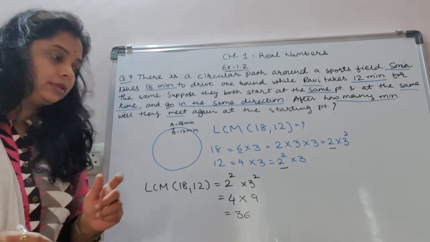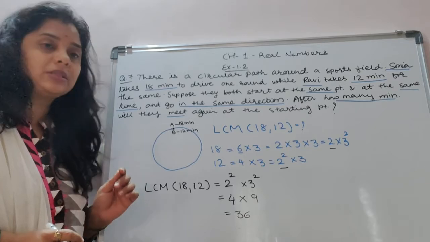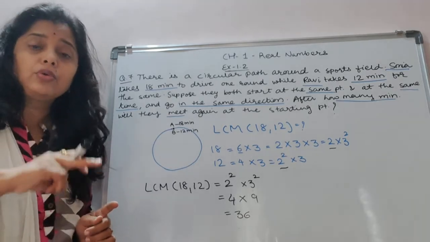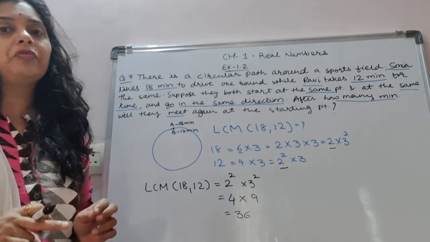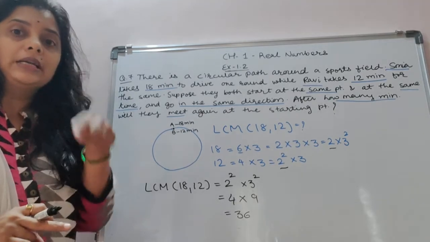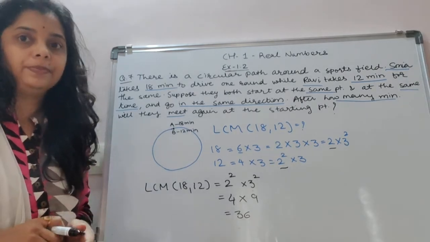I hope you get this. Whenever this type of question is asked, where there is the same route, same starting point, same direction, you have to find out the LCM because it is a common multiple. Is it clear? Okay.